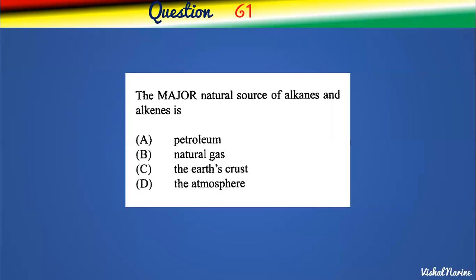Question 61. The major natural source of alkanes and alkenes is? So the syllabus said that there are two natural sources, and those are petroleum and natural gas. All right, so we can strike out these two here. So out of these two now, which is the major natural source? The major natural source is going to be petroleum.